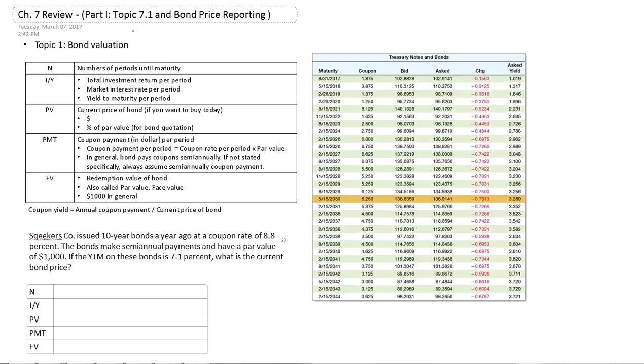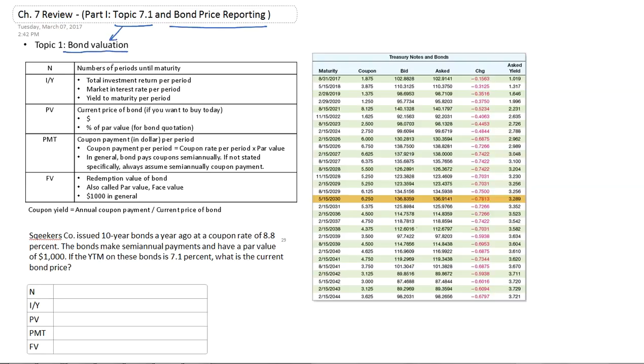Okay, so now we're gonna go through the review for the last part of the content that will be included in exam 2, which is chapter 7, from topic 7.1 and the bond price reporting. So topic 7.1 is actually relevant to bond valuation.